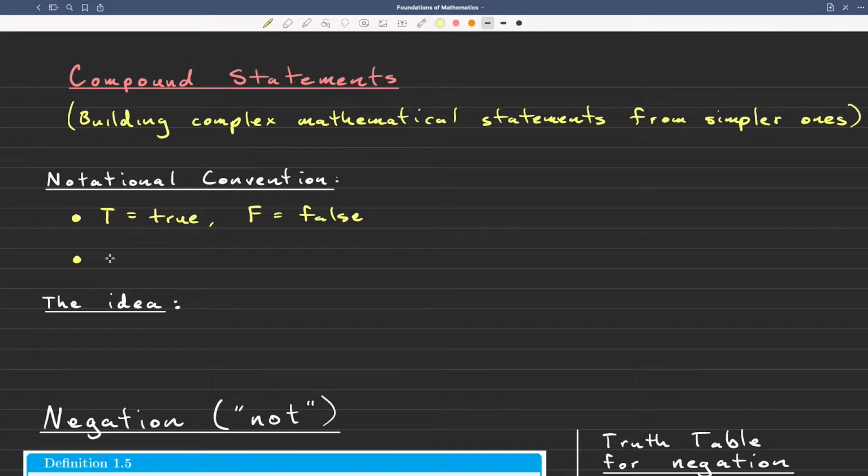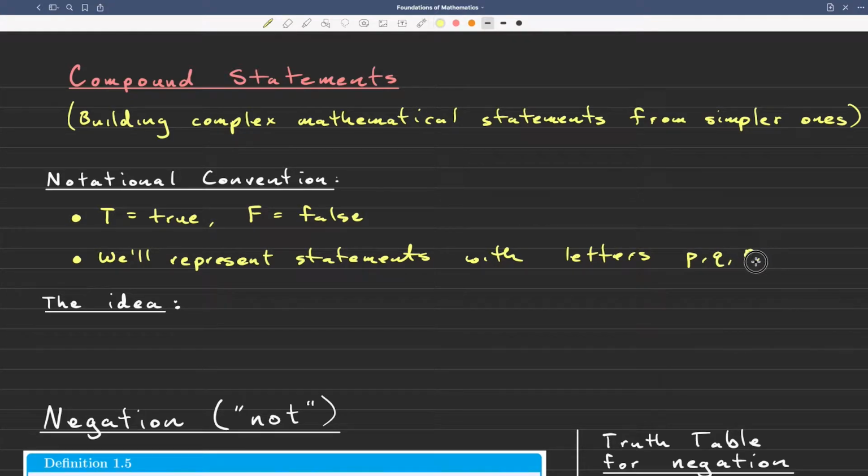And also, we'll represent statements with letters, like often we use lowercase letters P, Q, R, starting from P. Or we might use capital A, capital B, capital C, etc. Again, the idea is we're trying to turn analyzing logical expressions into sort of an algebraic game.